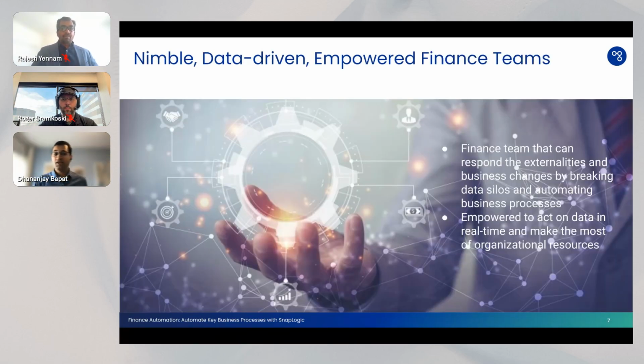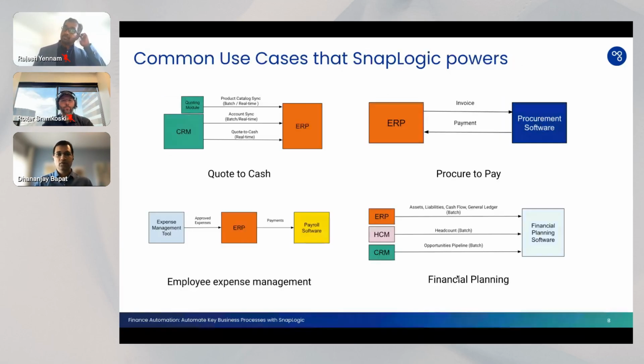So there is a clear need for finance teams to be more nimble and more data driven so that they can respond well to any external conditions or any business changes. And for that, you need to break data silos. And as Rajesh mentioned, automate business processes so that you're not doing things manually. And SnapLogic as a platform empowers you to do that. So a number of customers across different industries use SnapLogic to automate finance business processes. And here are some common use cases that SnapLogic empowers.